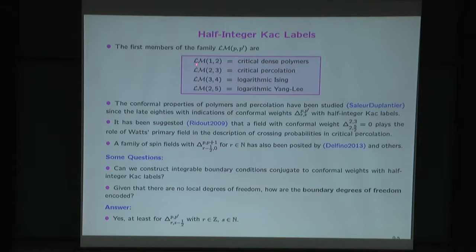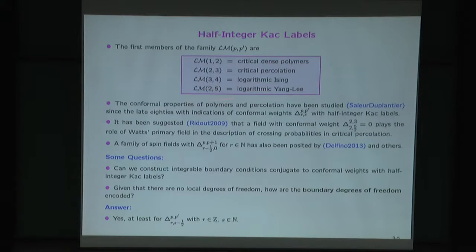So I should say that LM12 is critical dense polymers, LM23 is critical percolation, LM34 is logarithmic Ising. Of course, the central charges here are -2 and 0 and 1/2, corresponding with the regular Ising. Of course, this is not a rational or a unitary theory. And so on, and so LM25 would be the logarithmic Yang-Lee model.